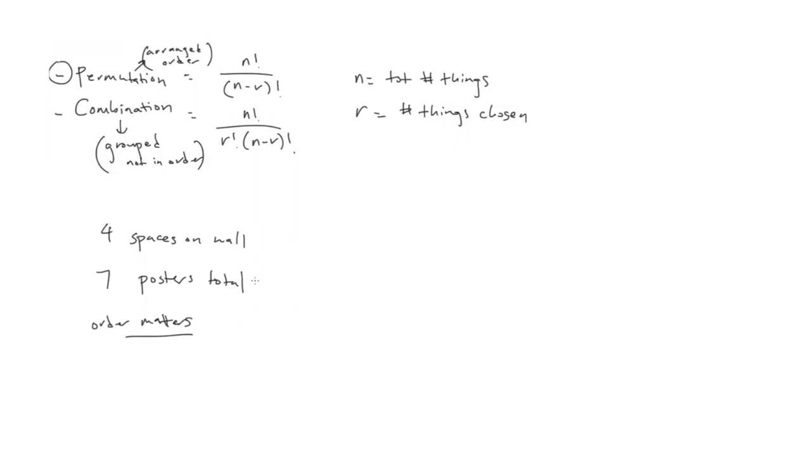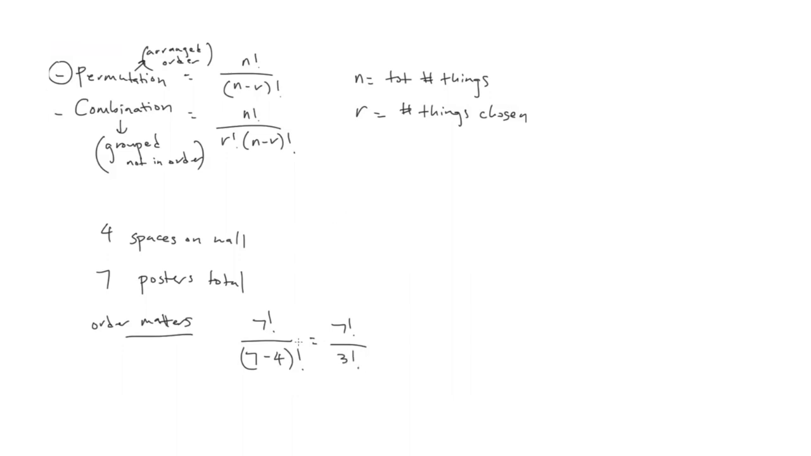How this works is n is, again, the total number of things we have. In this case, I have seven total posters. r would be the total number of posters I end up choosing. In this case, we only have four spaces on the wall, so I end up choosing only four posters. And so we get 7 factorial divided by 3 factorial.